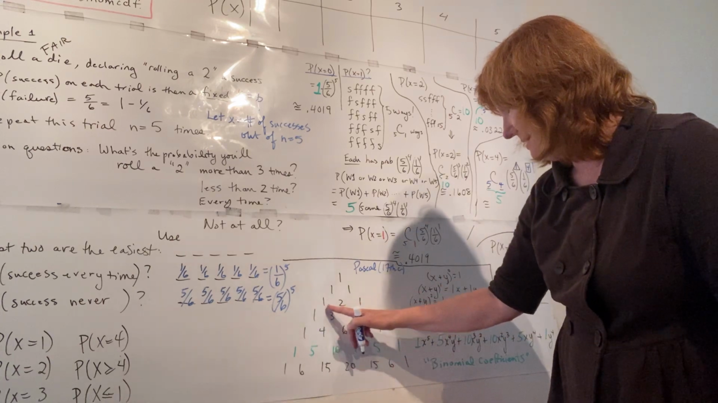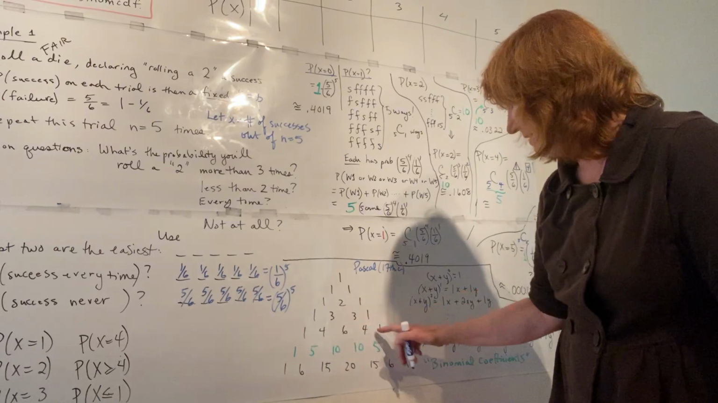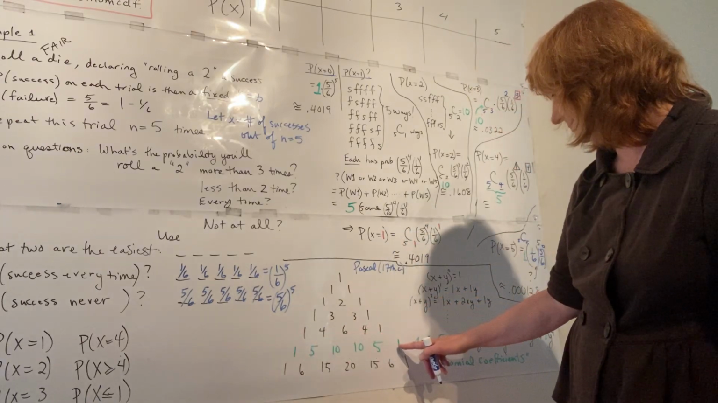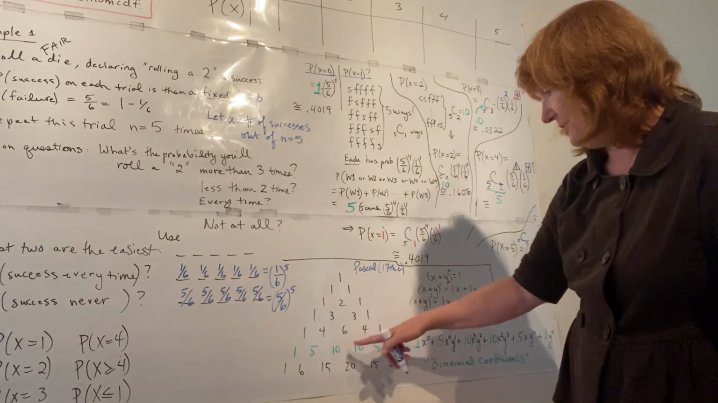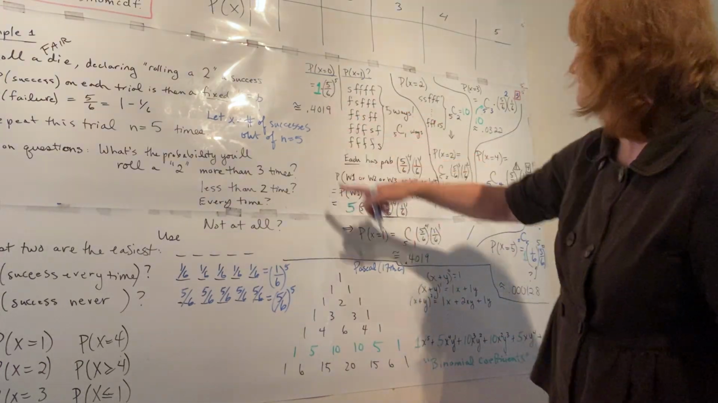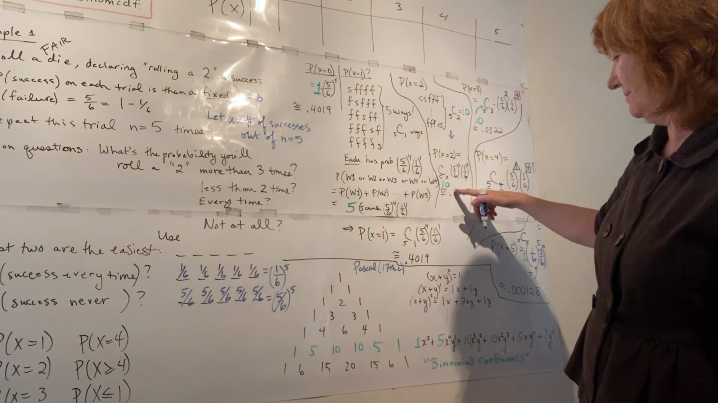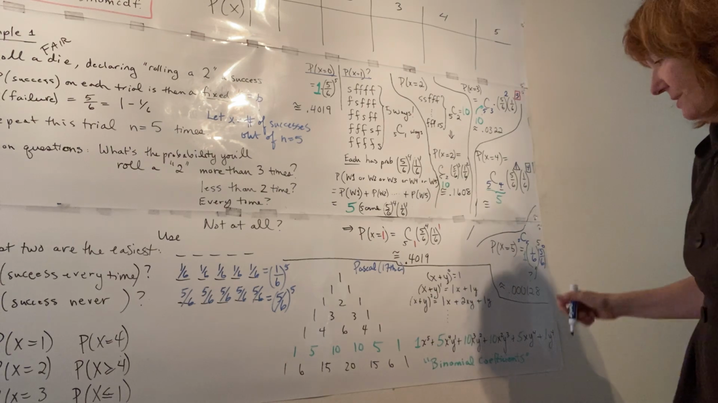You can see that these numbers in between are always the sum of the 2 above them. And if you carry this down to the 5th row, counting this as the 0th row, you're going to see the 1, 5, 10, 10, 5, 1 that we saw up here.